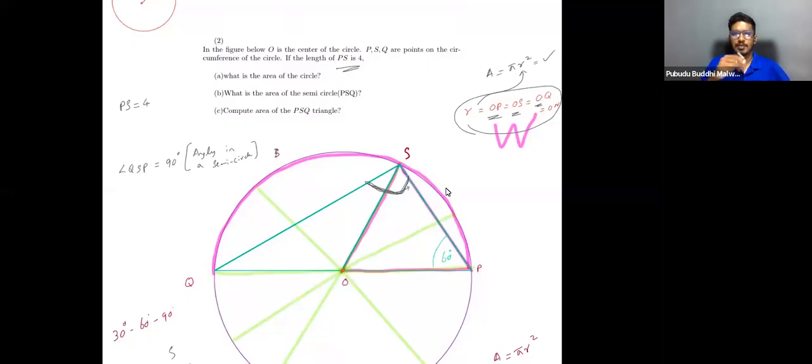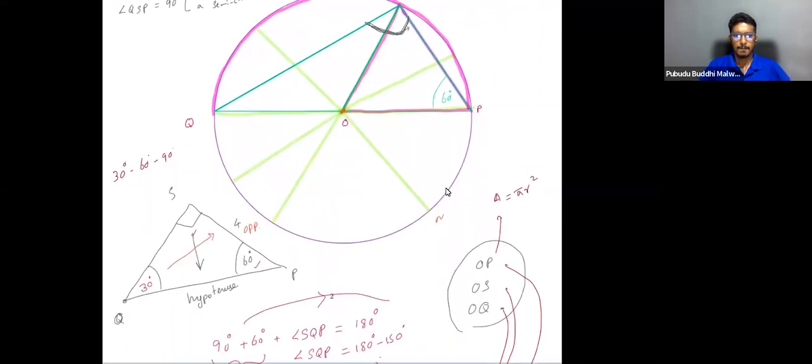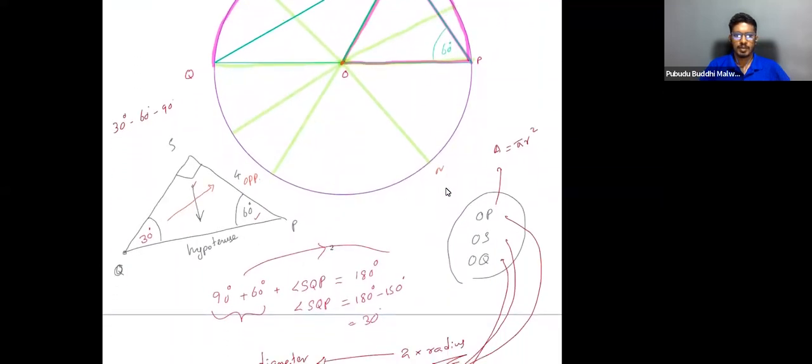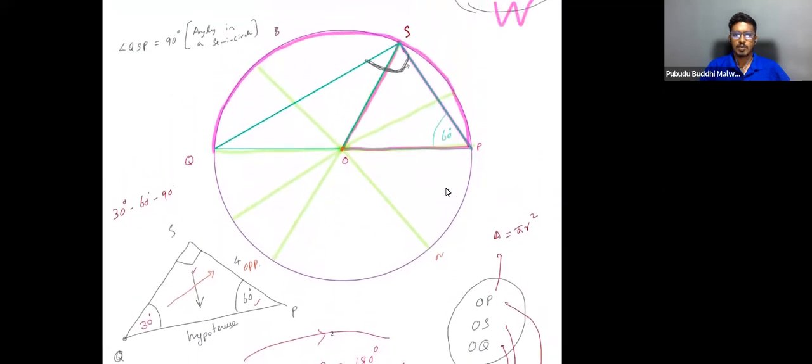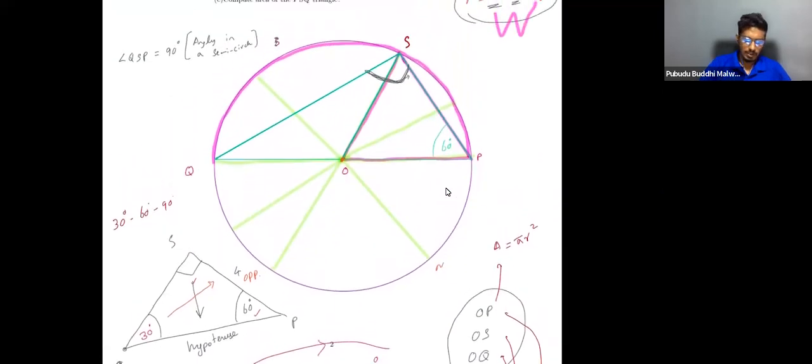Right, let's continue this problem. So we found all of those angles. Now we want to compute the area of QSP triangle, right? QSP, this triangle, that's a right triangle. So for that, we need the base and the height, right?